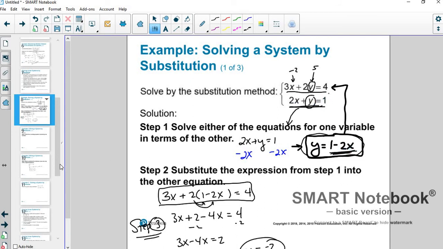So that's the process of substitution. Okay? Pick one of the equations, solve it for one of the variables, and plug that in for the variable in the other equation, and then solve, and then go back and figure out the other variable. All right? So that's substitution.